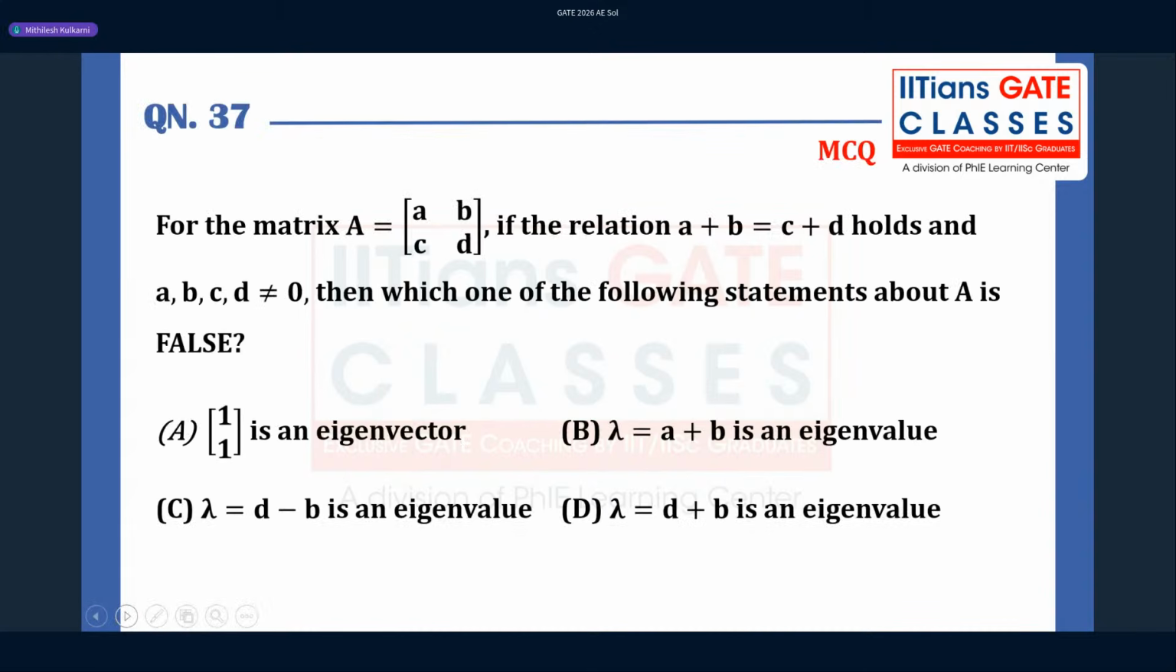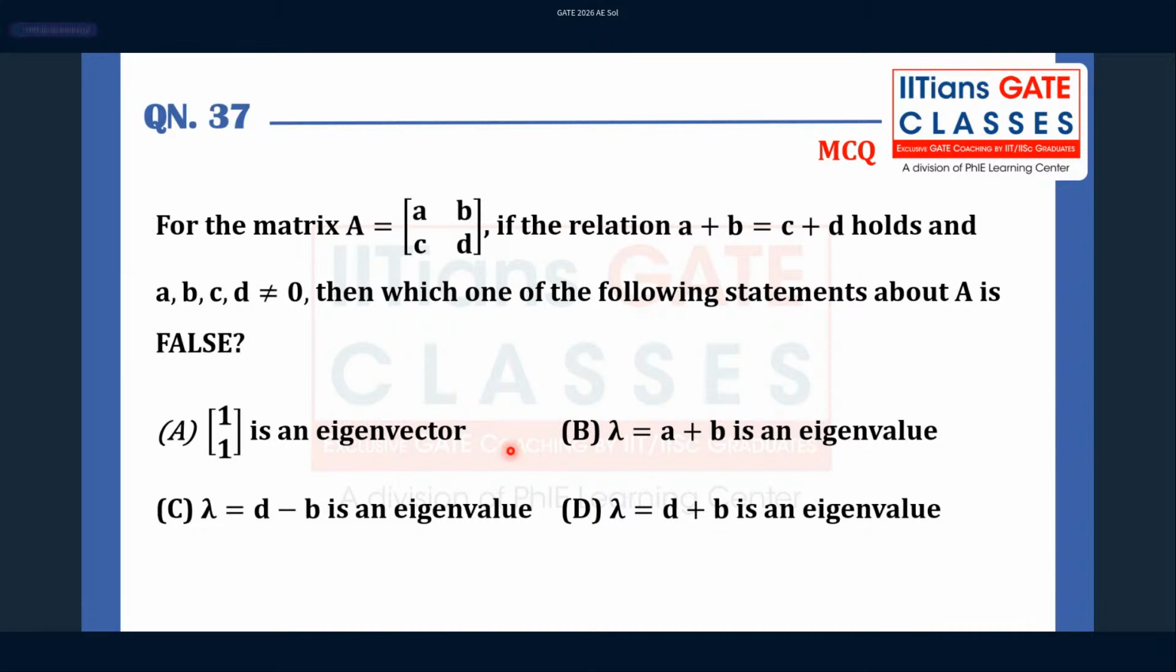Another question we have. This question is for 2 marks. Consider a matrix again from linear algebra. This is the third question from linear algebra. We can see this time a lot of weightage has been given to linear algebra. Let's read this question first. For the matrix A, B, C, D, the relation A plus B is equal to C plus D holds, and none of the elements is 0. Then which of the following statements is false?